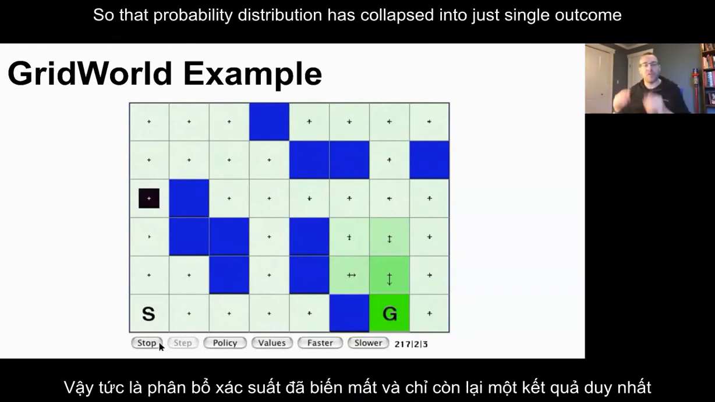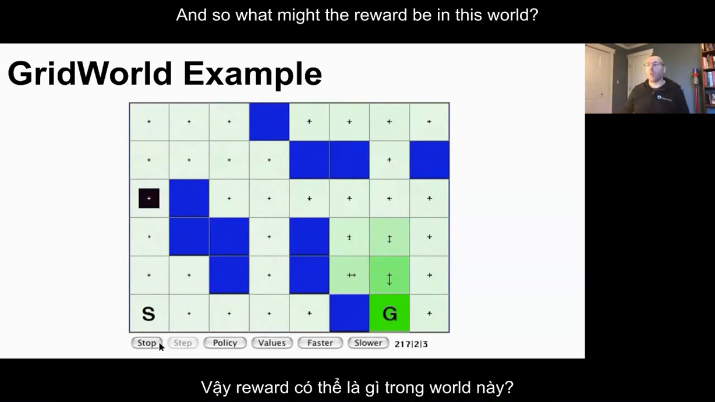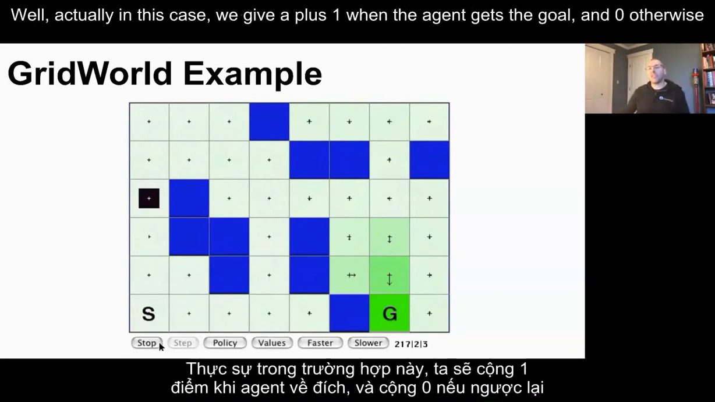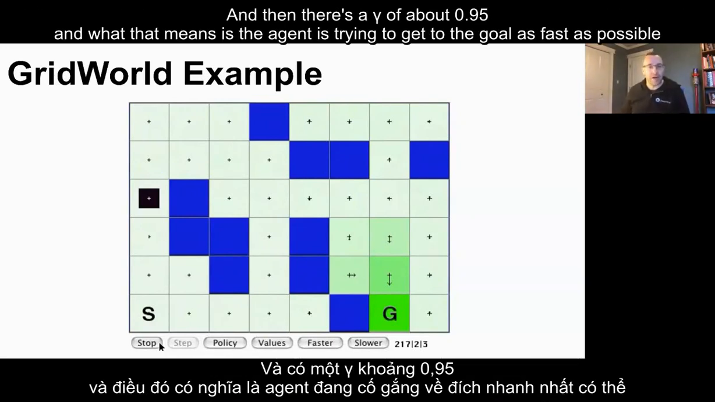So that probability distribution has collapsed into just single outcomes. And so what might the reward be in this world? Well, actually, in this case, we give a +1 when the agent gets to the goal and 0 otherwise. And then there's a gamma of about 0.95. And so what that means is the agent is trying to get to the goal as fast as possible.